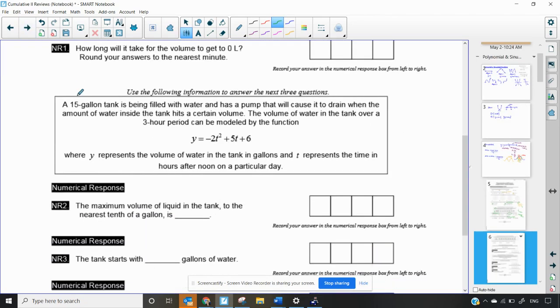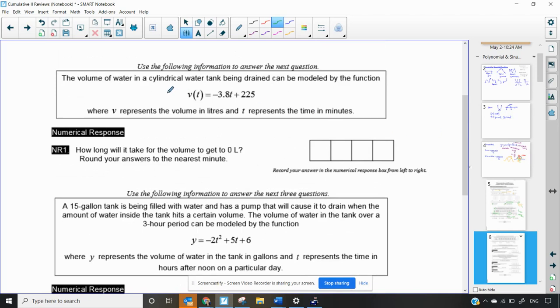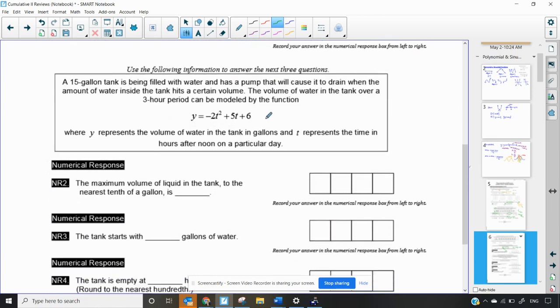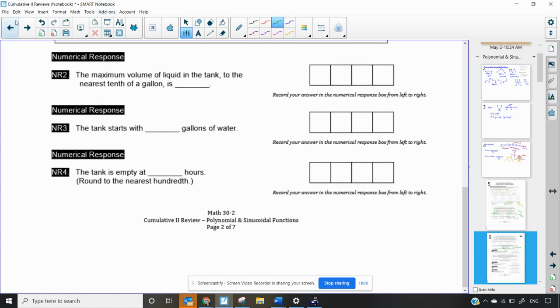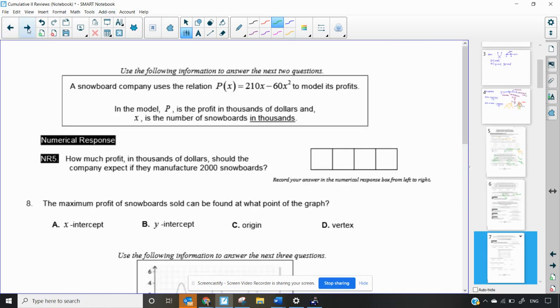All right, so scrolling through, sometimes remember if we have an equation that's fairly easy to sub into, you don't necessarily have to trace or intersect. We can just take that value and sub it in. So here it asks, how long will it take for the volume to get to 0 liters? Well, 0 liters is a volume amount, so we can just plug in 0 equals negative 3.8 t plus 225, and we can rearrange to solve for t. So again, a lot of these questions are trace and intersect questions. You just have to ask yourself, do you know X or do you know Y, and what are you looking for?